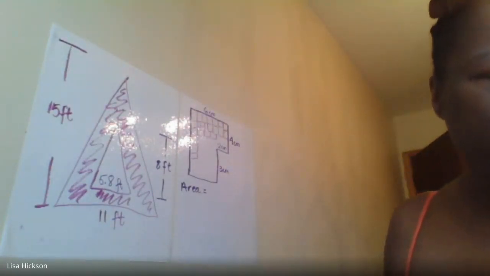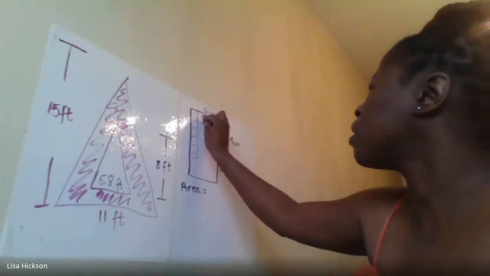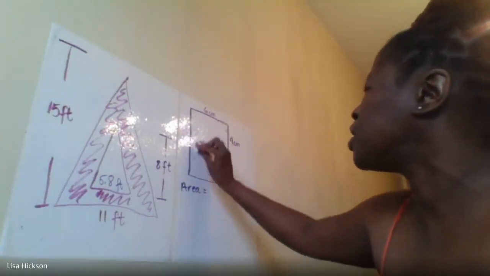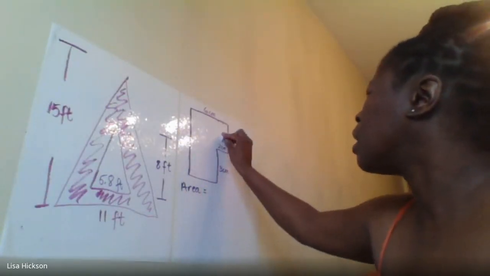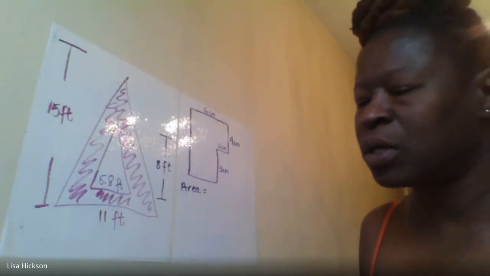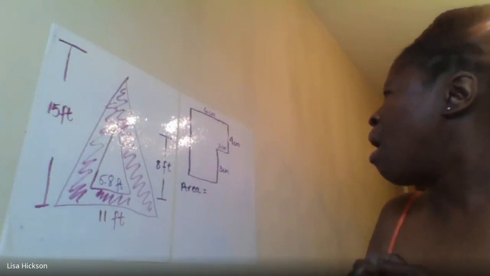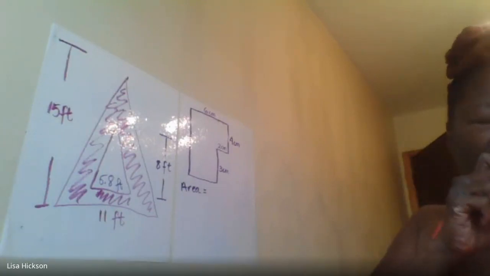Okay. All right, so talk to me, good people. What did you do? How did you approach finding the area of this shape? Think about what we talked about yesterday. It is irregular.